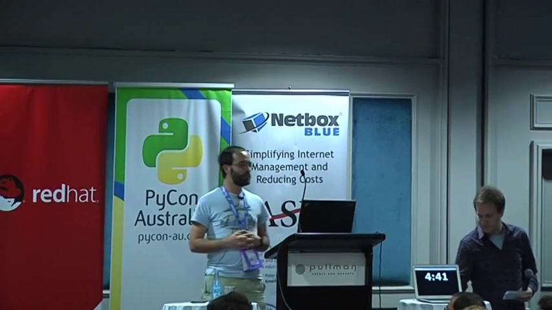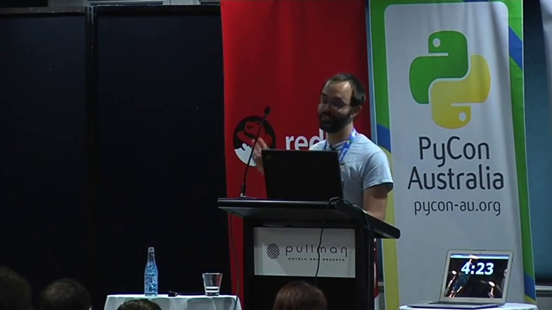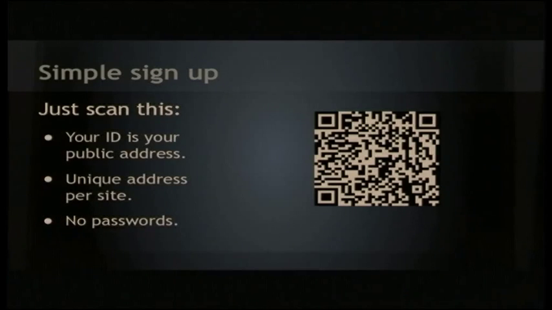BitID is an open protocol allowing simple and secure authentication using public key cryptography, and the cryptography it's using is Bitcoin's elliptic curves. It really just uses a Bitcoin wallet to sign a cryptographic nonce and send that back somewhere. I'll show you what it looks like later. This is what a standard registration form might look like. You've got your email, some other stuff, and you've got to put in a password, and put it in again. Rather than filling that in, BitID would give you something where you just scan this on your phone. You'd have an ID that was just your public address, a unique address for every site, so there are no cross-site issues of people stealing your data and sharing it around, and there are no passwords, yay.